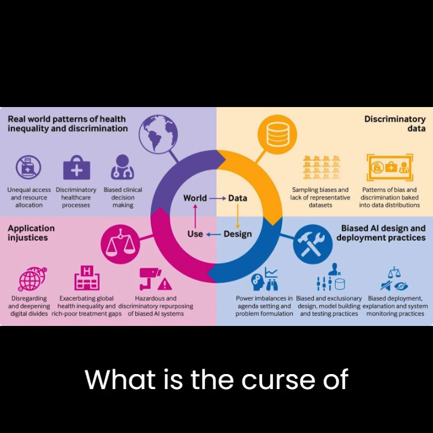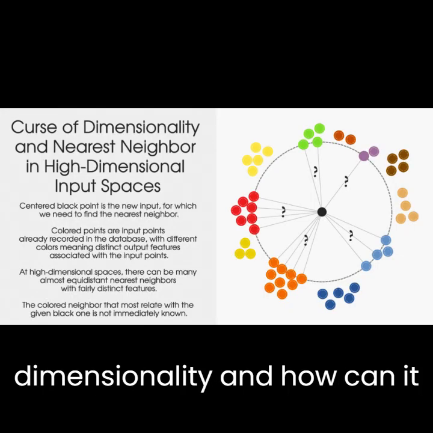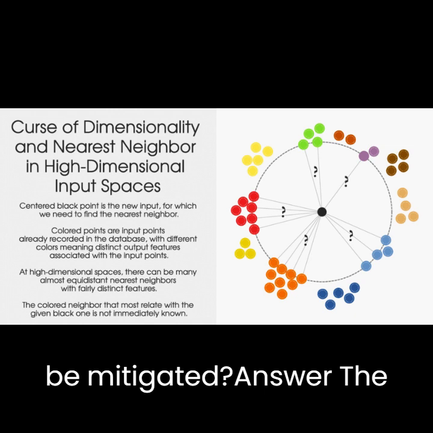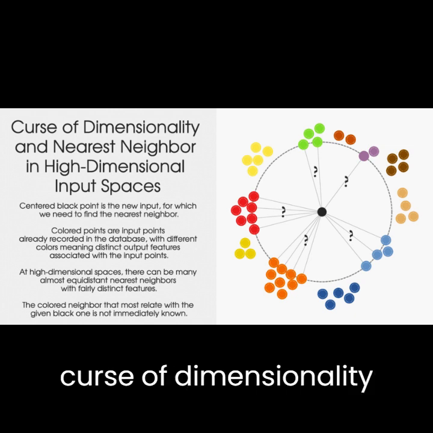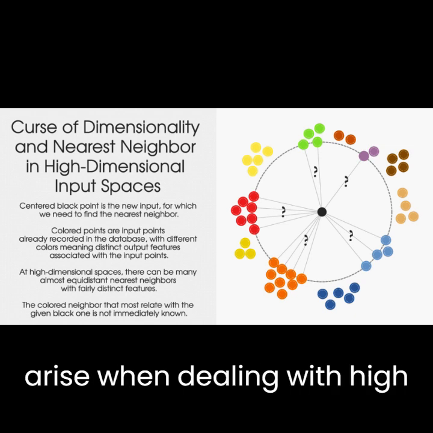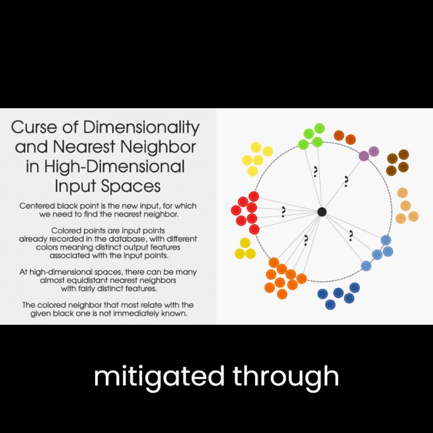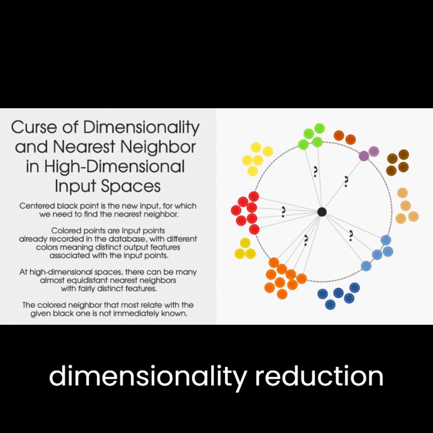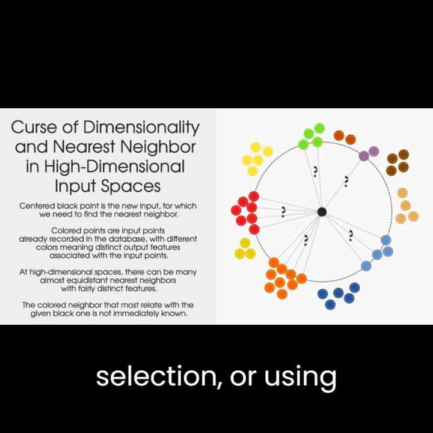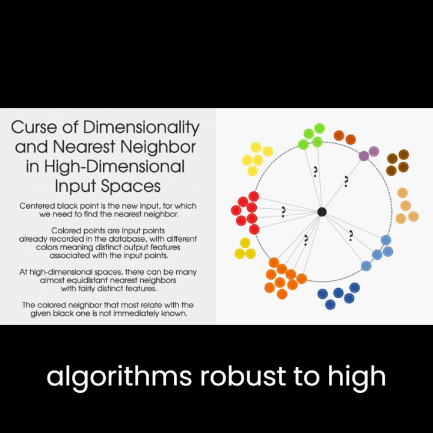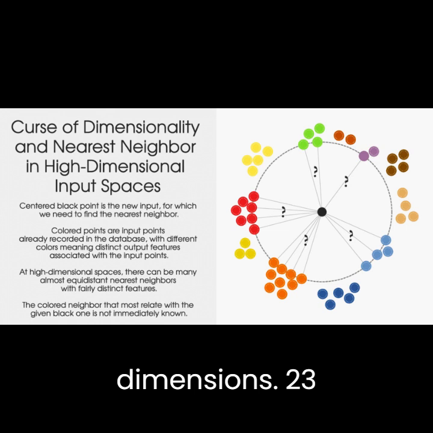22. What is the curse of dimensionality, and how can it be mitigated? Answer. The curse of dimensionality refers to the challenges that arise when dealing with high-dimensional data. It can be mitigated through dimensionality reduction techniques, feature selection, or using algorithms robust to high dimensions.